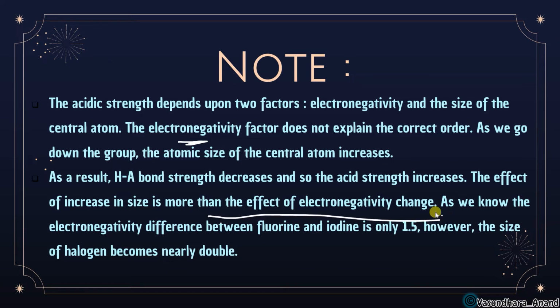Yes, as we know that the electronegativity difference between fluorine and iodine is only 1.5. However, the size of halogen becomes nearly double. So that's why atomic size dominates over the electronegativity in the group.